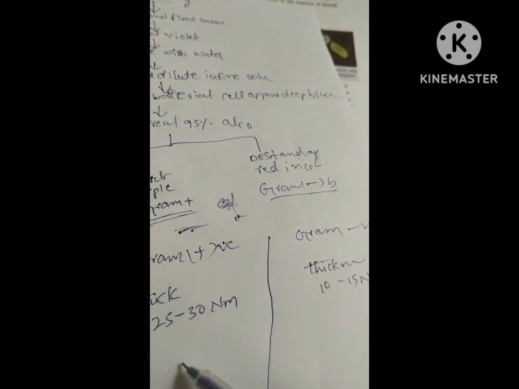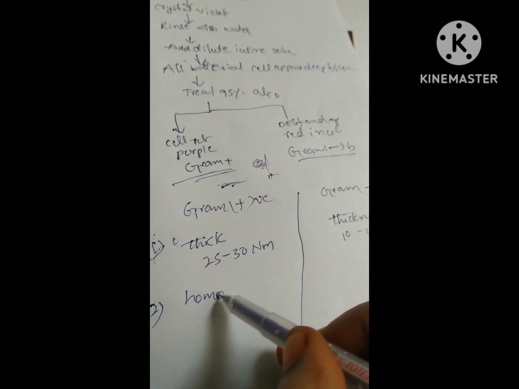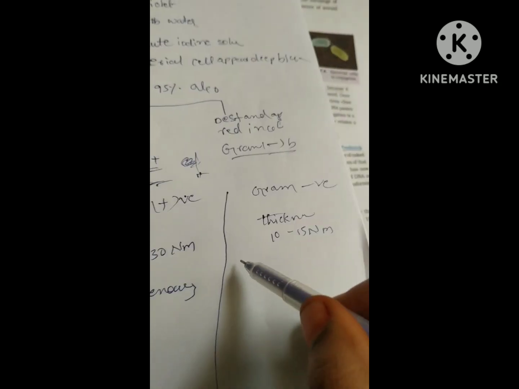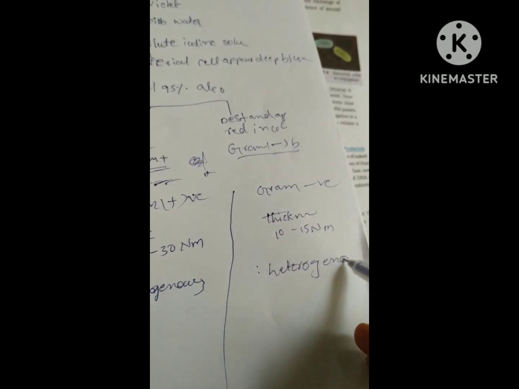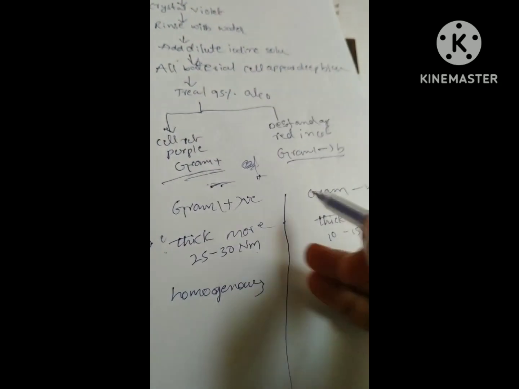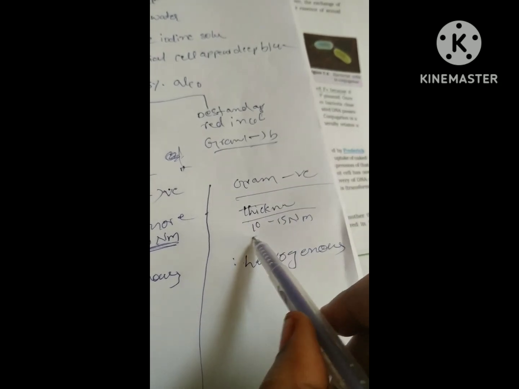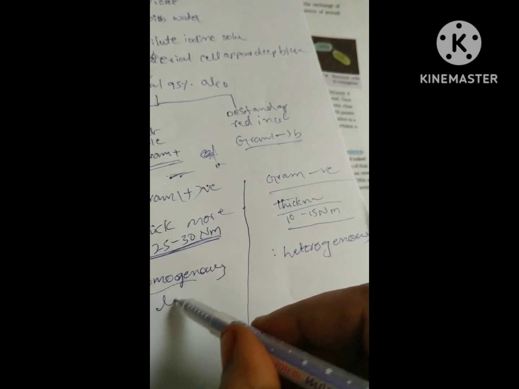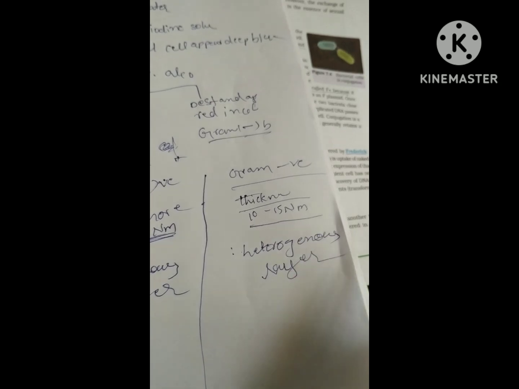The next one: in gram positive bacteria, the cell wall is homogeneous. In gram negative bacteria, the cell wall is heterogeneous. Gram positive bacteria have a thicker cell wall, 25 to 30 nanometers, while gram negative bacteria are only 10 to 15 nanometers. The gram positive cell wall is a homogeneous layer, and the gram negative cell wall is a heterogeneous layer.